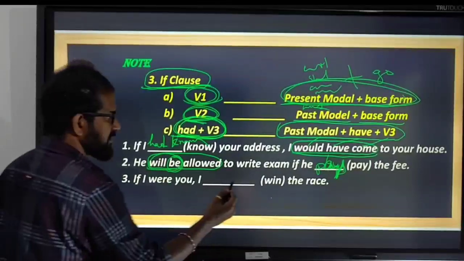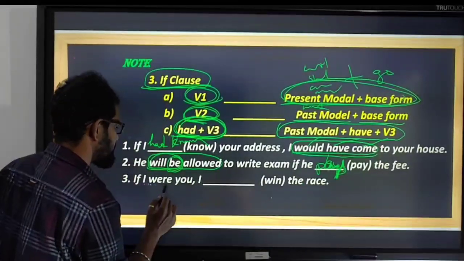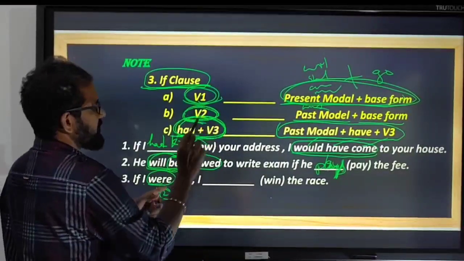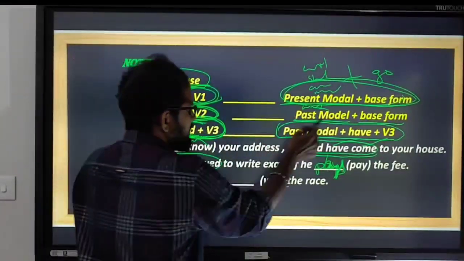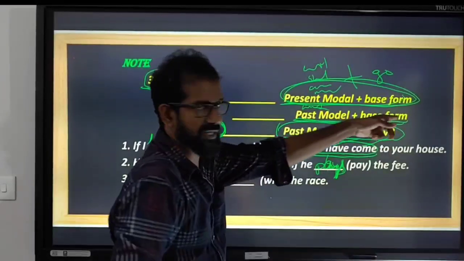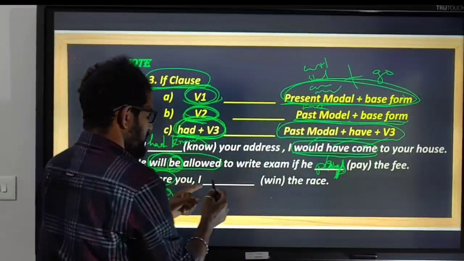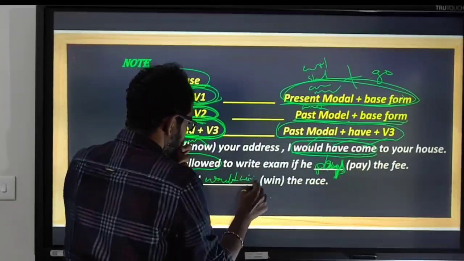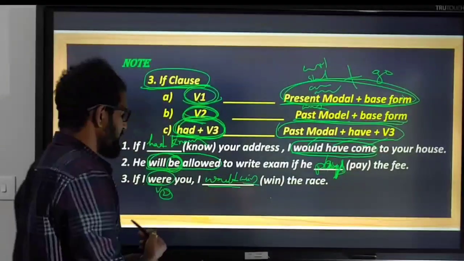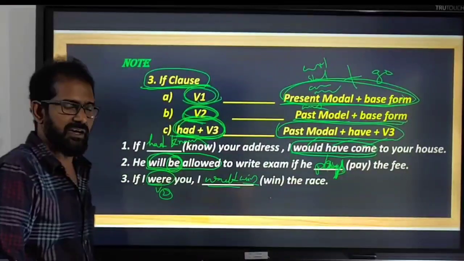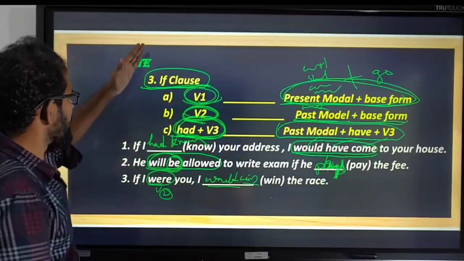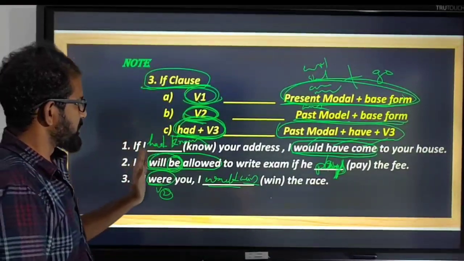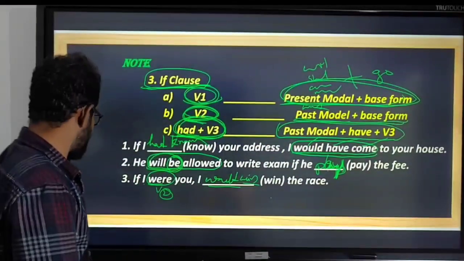If I were you, I win the race. Were is V2. If the if clause is V2, then we need to fill the blank with the past modal plus base form. If I were you, I would win the race. Past modal plus base form. So if an if clause comes in a paragraph, then we need to know these three rules.